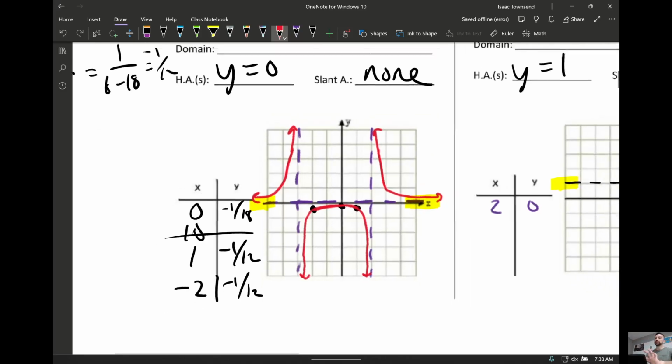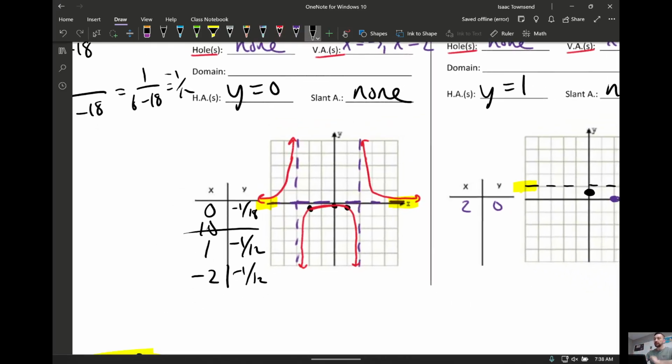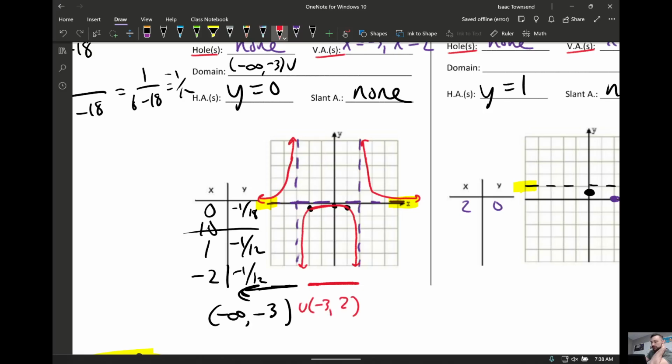Now to completely finish question one, let's go ahead and answer the domain. So now that we've got the graph here, we can see which x values we're skipping. So I can see that I'm hitting all of these x values, which would be negative infinity to negative 3. And then I hit all of these x values, which is negative 3 to positive 2. And then I hit all of these x values, which is 2, and then forever to the right.